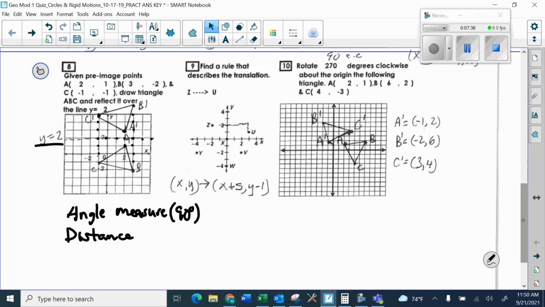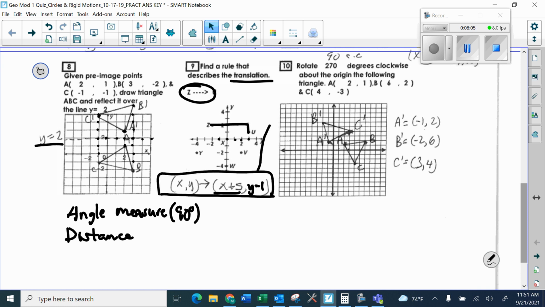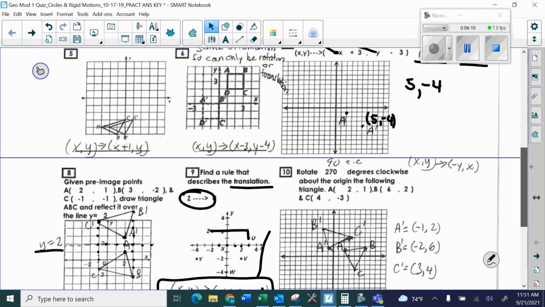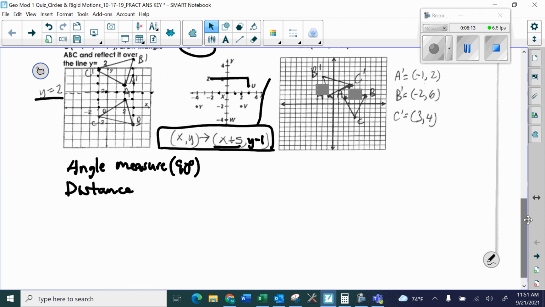All right, number 9, write a rule that describes the translation. So it's telling you it's a translation. I want to go from Z to U. Here is Z, and there's U. So how do I get there? All right, translation rule. I go how many? 1, 2, 3, 4, 5 to the right. That's why you see x plus 5. And I went 1 down. That's why you see y minus 1. It should be very simple. It's your ability to count. And remember what a translation rule looks like, which you already had up here given to you in number 7. And you wrote it in number 5 and number 6 on this practice one.